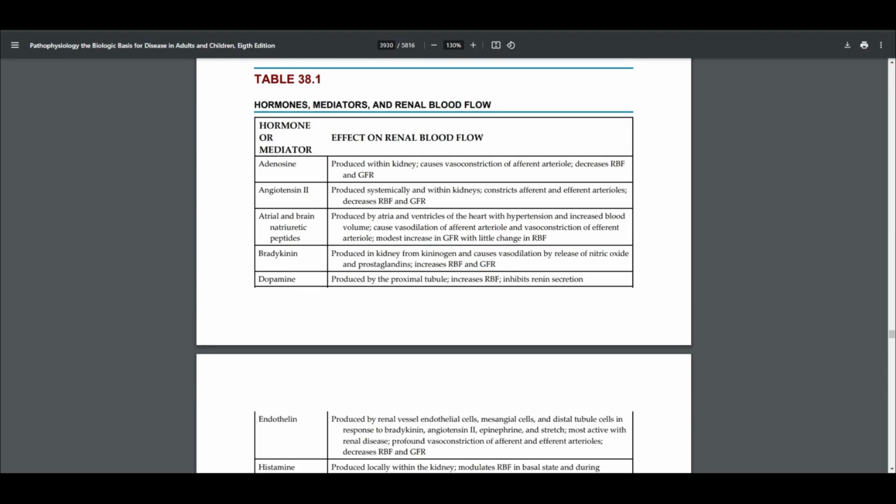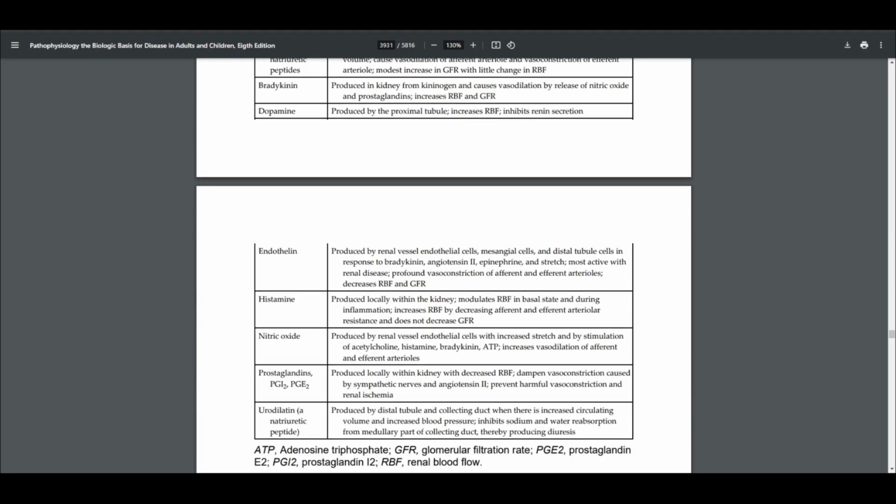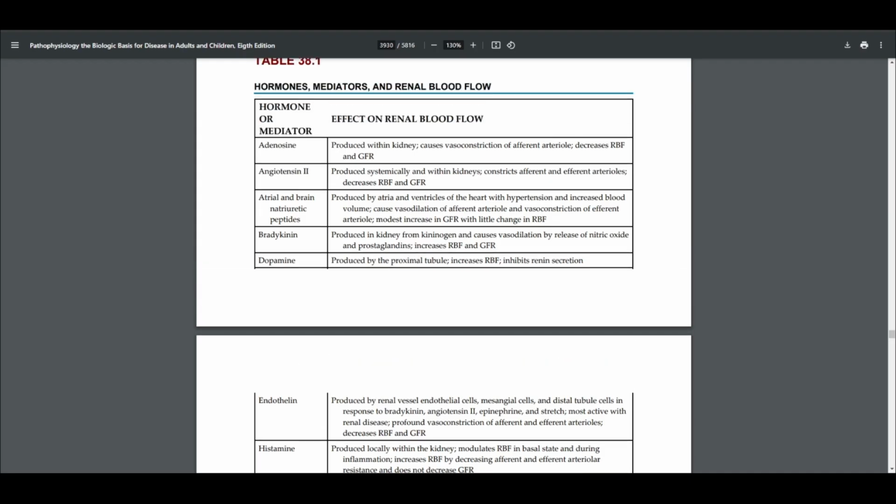So here we have a couple different hormones. Adenosine, which is produced by the kidney, causes vasoconstriction of the afferent arterioles and decreases that RBF and GFR. Angiotensin II, produced systemically and within the kidneys, constricts afferent and efferent arterioles. So therefore, it decreases that RBF and GFR.